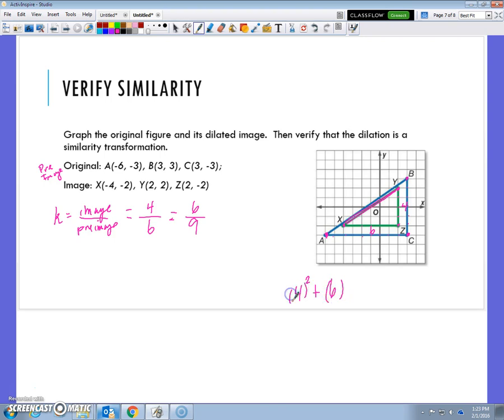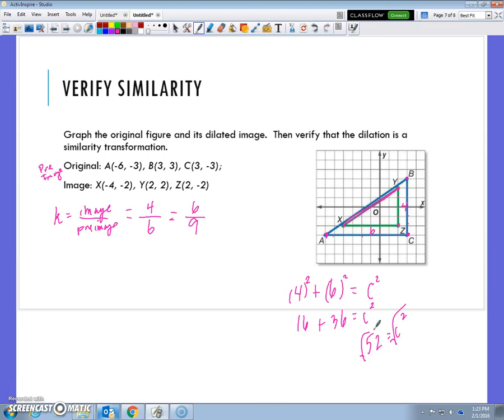Remember, the Pythagorean theorem promises that if you square each leg and find the sum, it will equal the hypotenuse squared. And so in this case, 16 plus 36 will equal c squared. 52 equals c squared. And then, of course, last but not least, the square root.